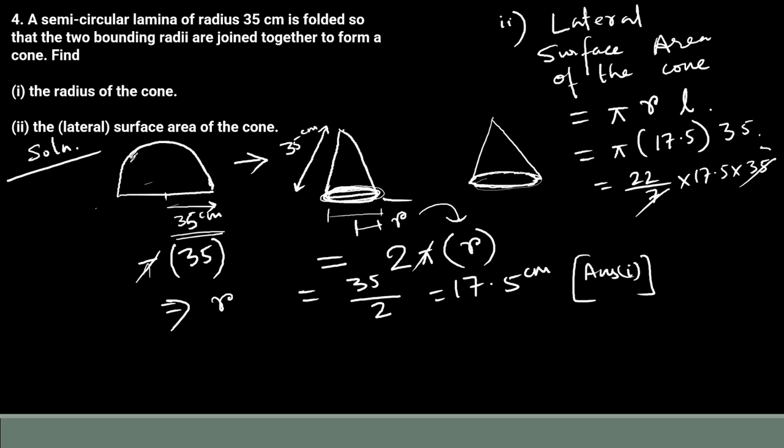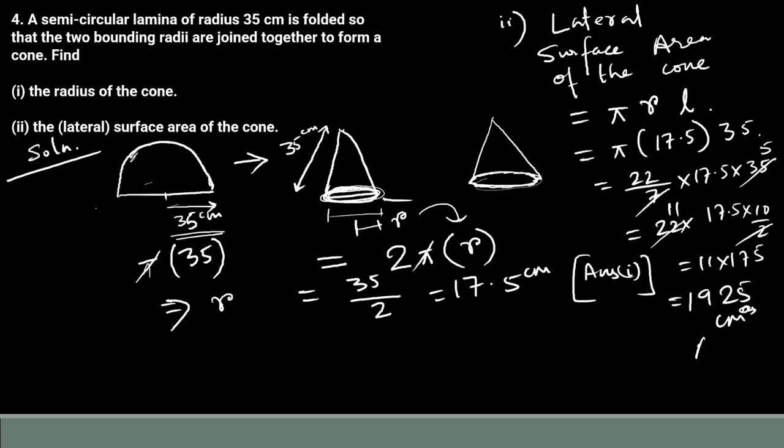This gives us 5. From here you can just do 17.5. 5 you can write as 10 by 2. This will give us 11, and 11 times 175 will give you 1925 centimeter square. This is an area, right? Always write centimeter square all through. I'm just not writing it always, but please do so in your exam, and please do so while you practice also. Okay.